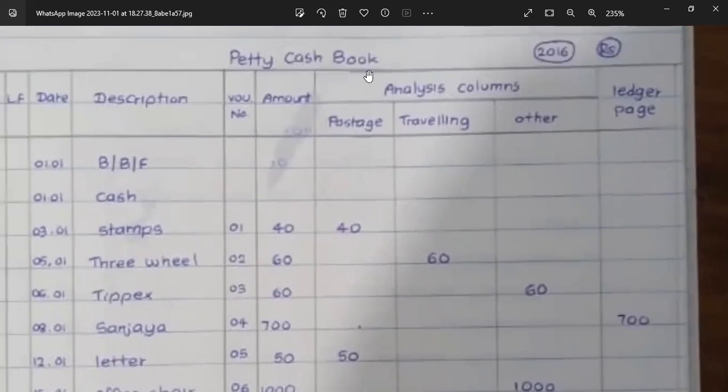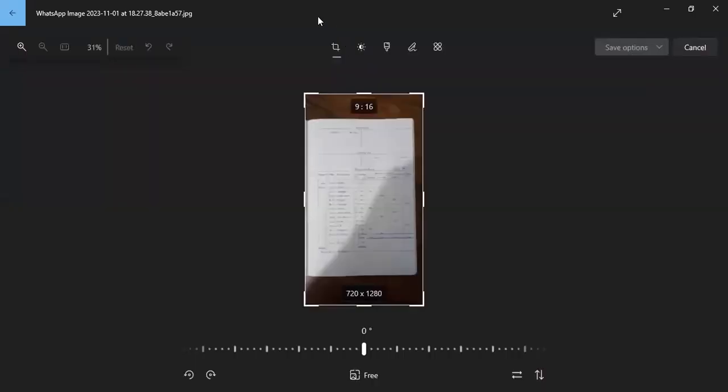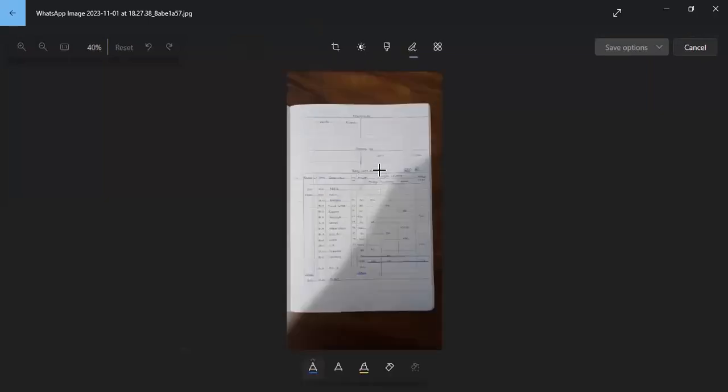This is somewhat incorrect. Wait. Yeah, analytical.